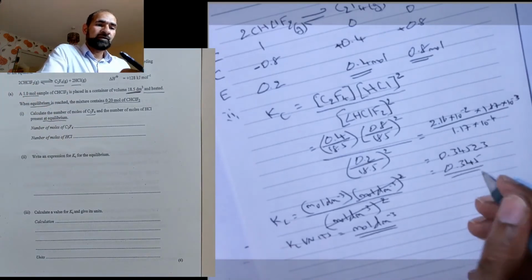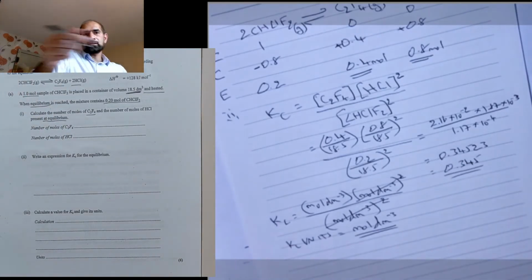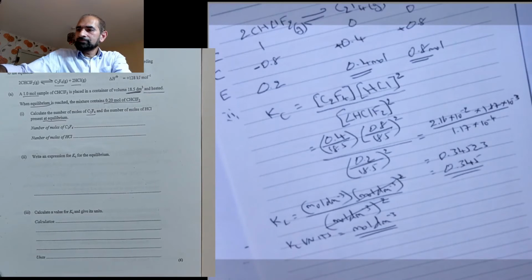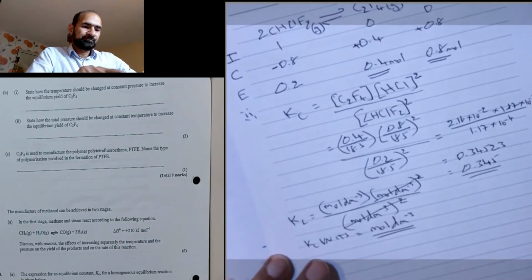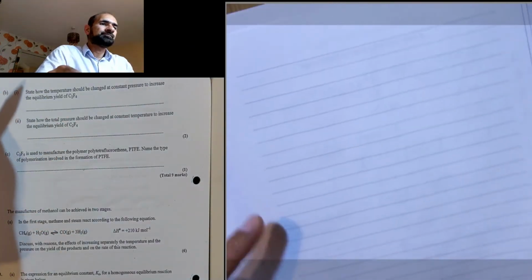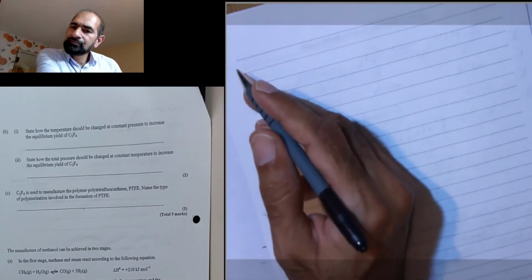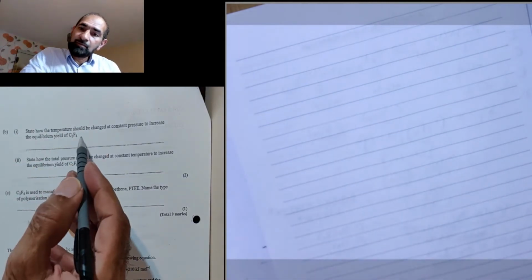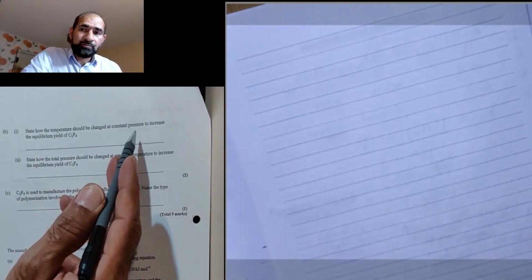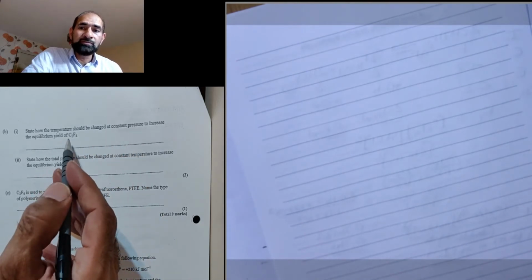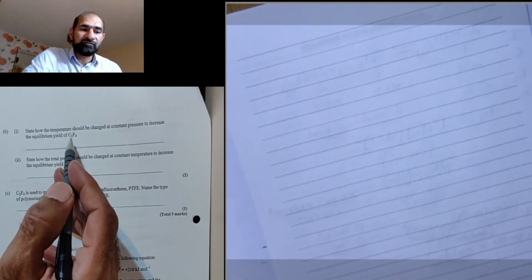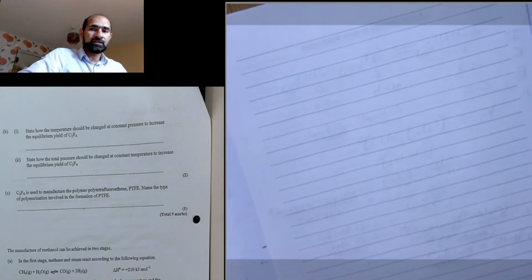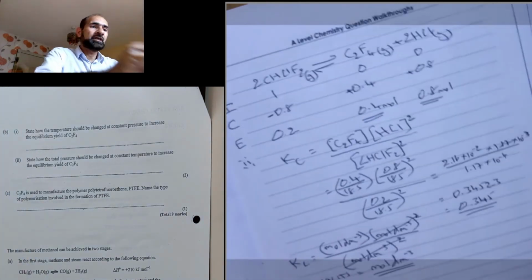Okay, so there's that value, there's the units. So that question is done. Next part, part B. Let's turn this over. Part B, they're talking about stating how the temperature should be changed at constant pressure to increase the equilibrium yield of C2F4. In other words, I want to increase that.